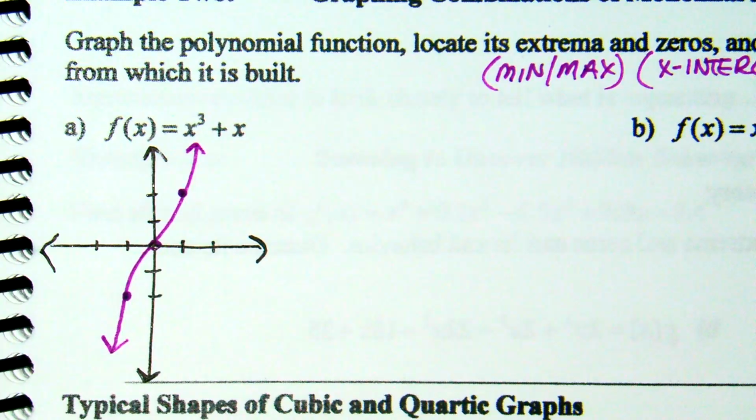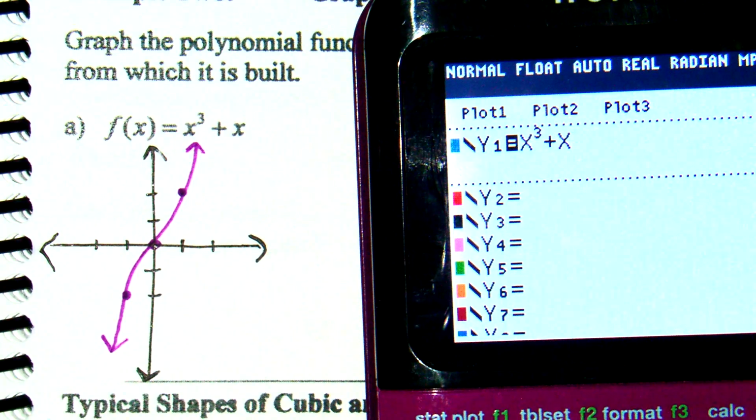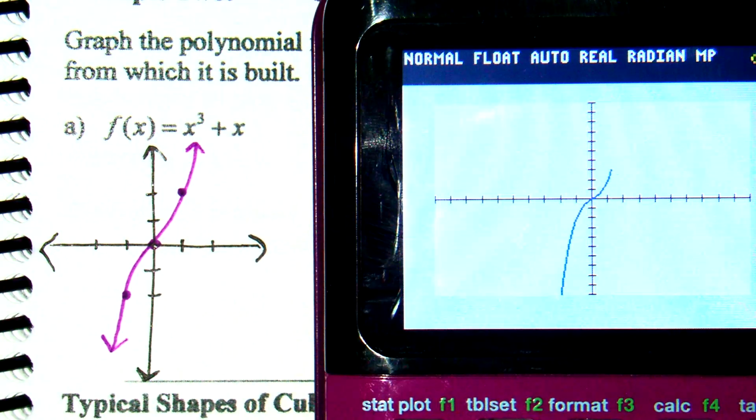But if you connect these, it basically looks a lot like y equals x to the third, doesn't it? Okay, it looks a lot like that. Now, you can double check yourself on the calculator. X to the third plus x, let's see. Oh, I don't have a glare right now. I'll enjoy it while I can. And you'll see what I just graphed on the calculator.